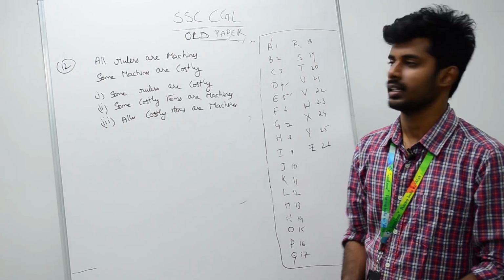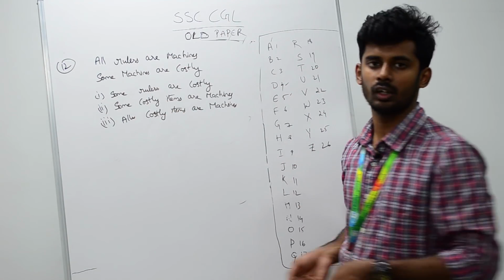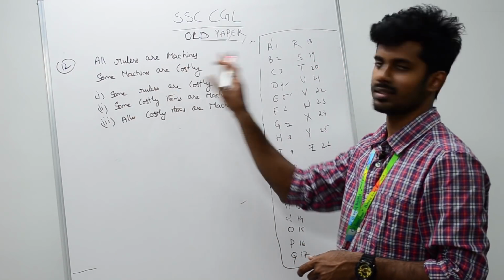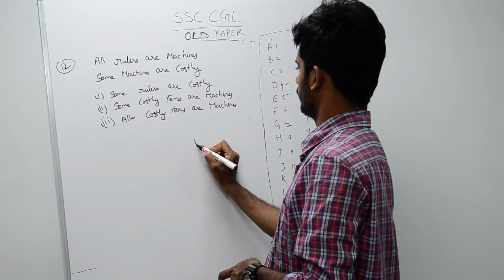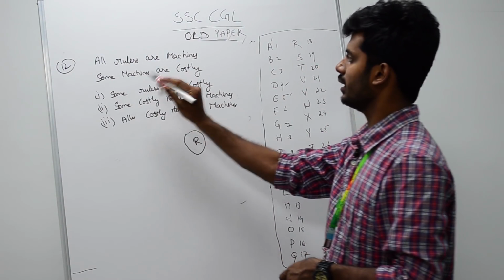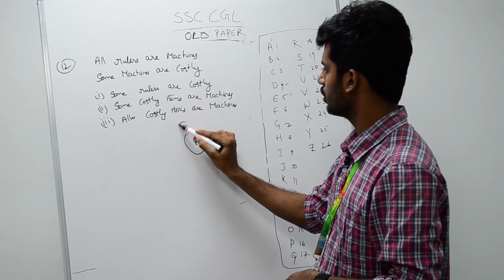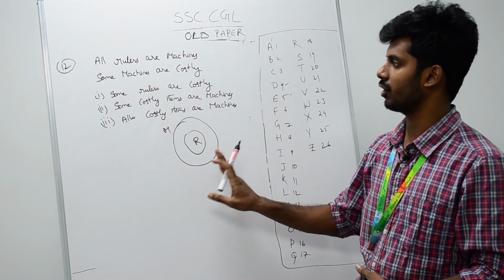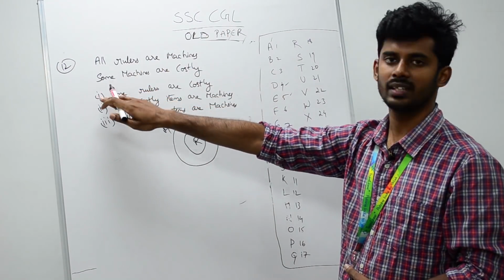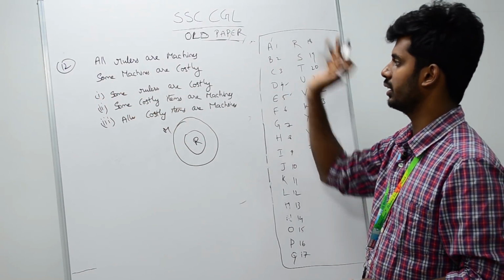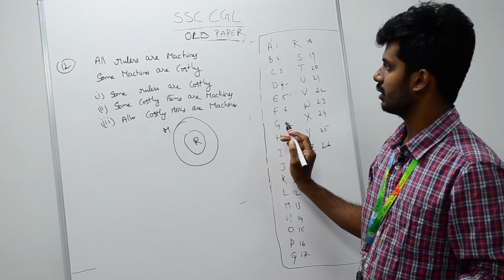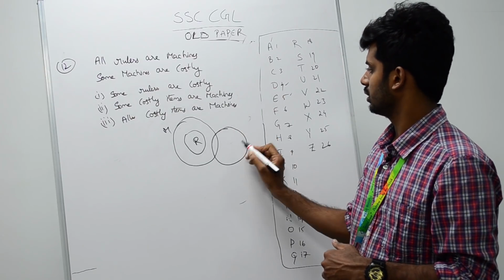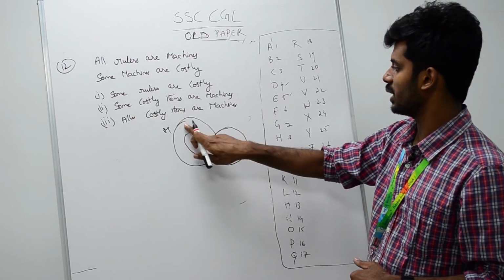So the 12th question is, they have given two statements and conclusions and they are asking which conclusion follows. Coming to the first statement, all rulers are machines. So R is one circle and they are saying all rulers are machines. If machines is a big circle, rulers are inside. We have drawn the first statement. Coming to the second statement, some machines are costly. If costly is another circle, so some machines are costly.